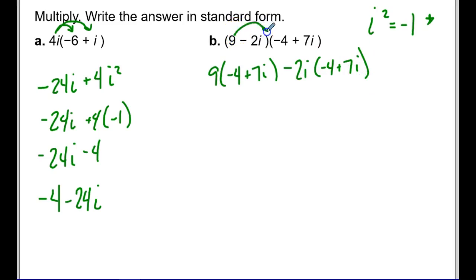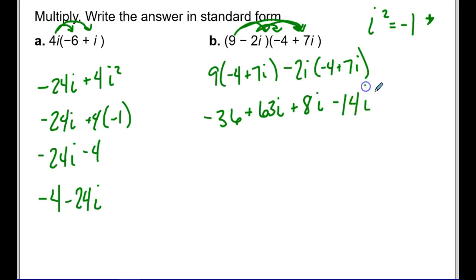All I'm doing is distributing these to both of my terms in my second binomial. So 9 times negative 4 is negative 36. 9 times 7i, now I have my i value included, is 63i. Negative 2 times negative 4 is plus 8i. Negative 2 times 7 is 14. I times I is i squared.